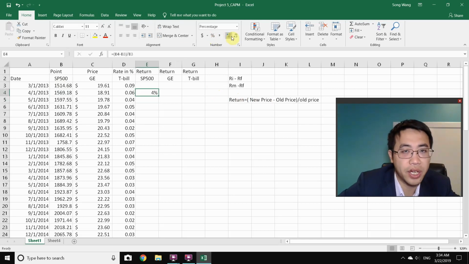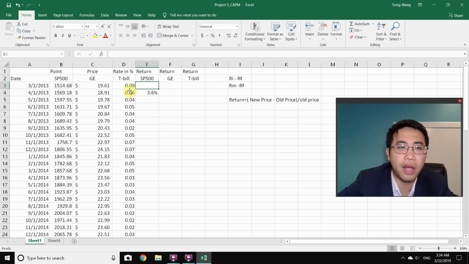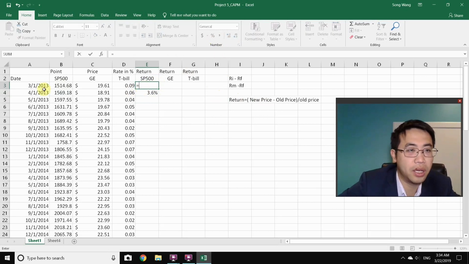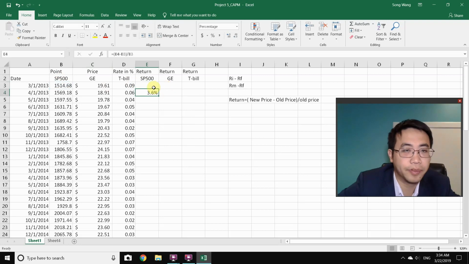So this is in percentage. So you get 3.6%. Well, you don't have a return right here. Think about why you don't have a return here. If you want a return right here, you would need a March return, which is this number minus the February price. But you don't have a February price on the top, right? So you cannot really calculate that return. So that's why you have to leave this blank.